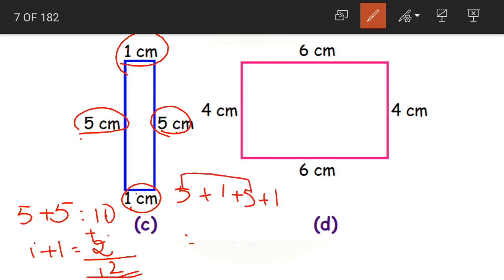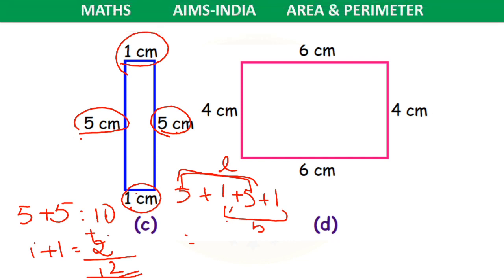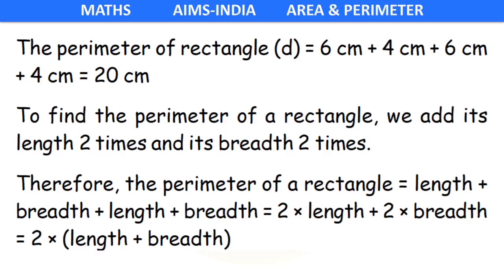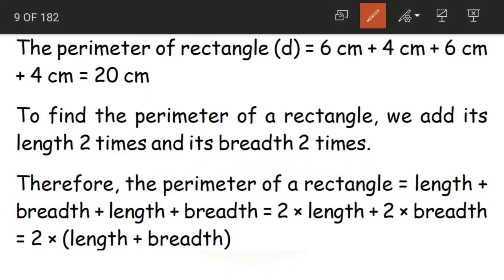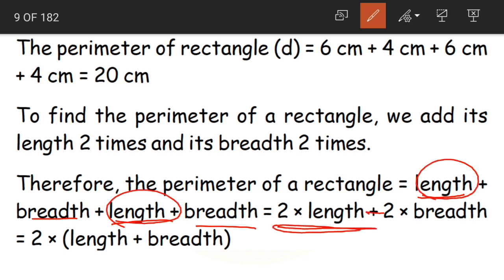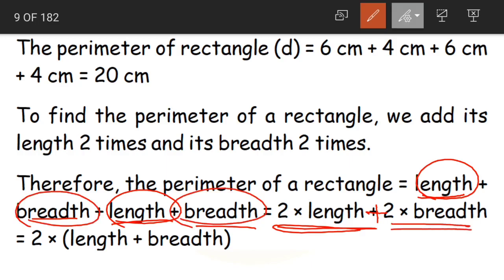Now in this, we are having the length 2 times and we are having the breadth 2 times. What are we having children? We are adding the length 2 times and also the breadth 2 times. So to find out the perimeter of the rectangle, what sentence can we use here? The adding of the length. Therefore, the perimeter of a rectangle is length plus breadth plus length plus breadth. Here we are having 2 lengths. So 2 into length plus, again we are having 2 breadths. 2 into breadth. Yes or no children?